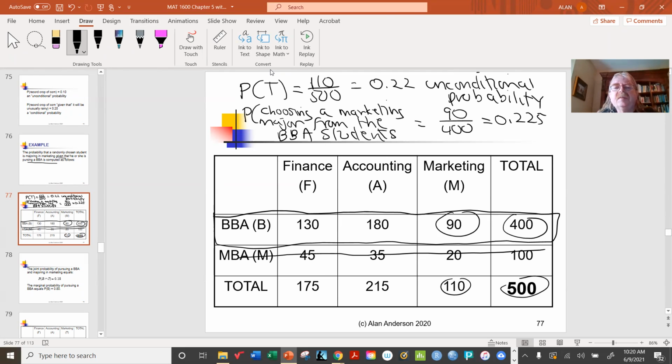Okay, and this type of probability is a conditional probability because it depended on our knowledge of the fact that this student is known to be a bachelor's degree student. And the two are not equal to each other, are they? Which suggests that the proportion of marketing majors is different among the bachelor students than the MBA students. Okay, so in other words, the probability does depend on which group we have, the entire student body or the bachelor students.